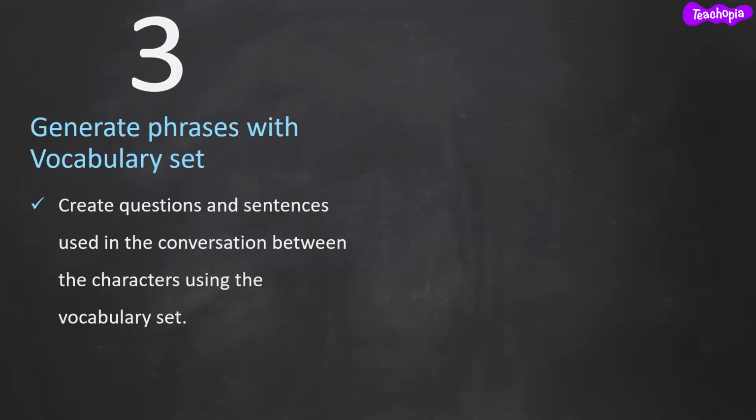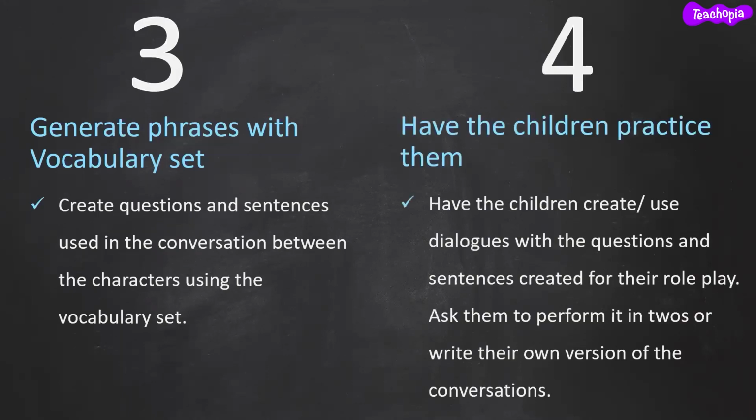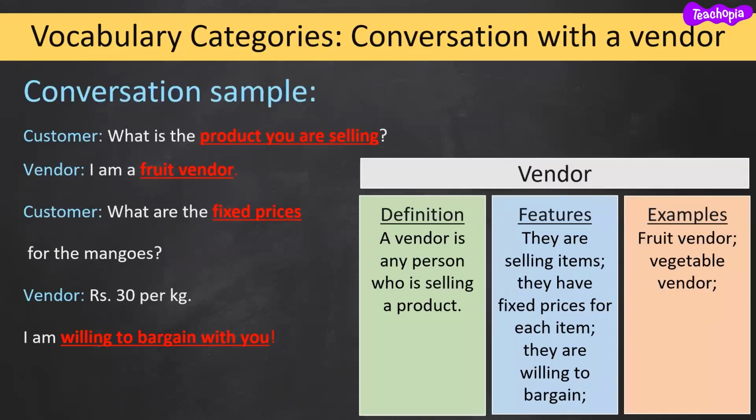After this, what should you do? After this, you need to generate phrases using the vocabulary set. So create questions and sentences that you think can be used in the conversation between the characters of the topic that you have decided. Just like we have gone through in this module of using the vocabulary set to help us create questions and sentences, you can generate questions and sentences with the vocabulary set that you have created. And once you do that, you can have the children practice the questions and sentences as a dialogue or conversation. So let's see how that works out.